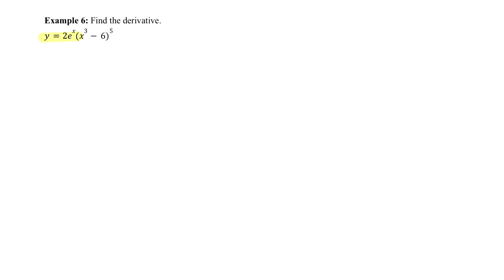First up, I've got y equals 2e to the x times x cubed minus 6 raised to the 5th power. The first thing that I notice when I see this is that I'm multiplying two different types of functions. So the very first thing I notice is we're going to have to use a product rule here. The other thing that I notice is when I take the derivative of this piece right here, x cubed minus 6 raised to the 5th power, I'm going to have to be using my chain rule. So I see a product rule and a chain rule here.